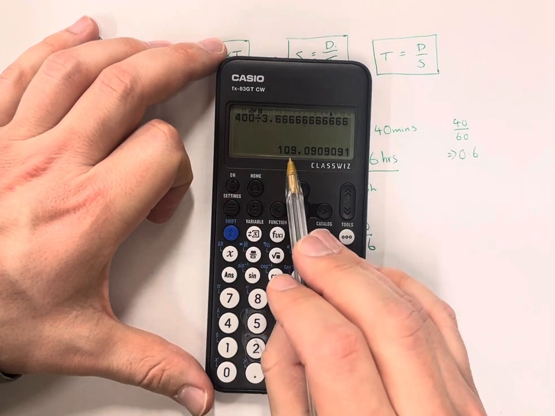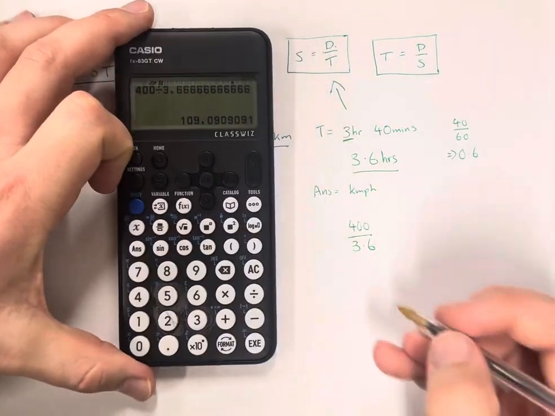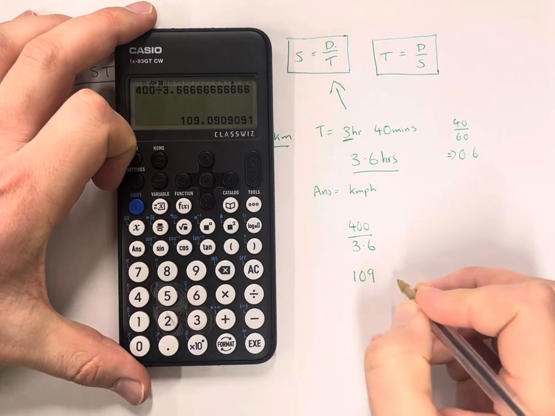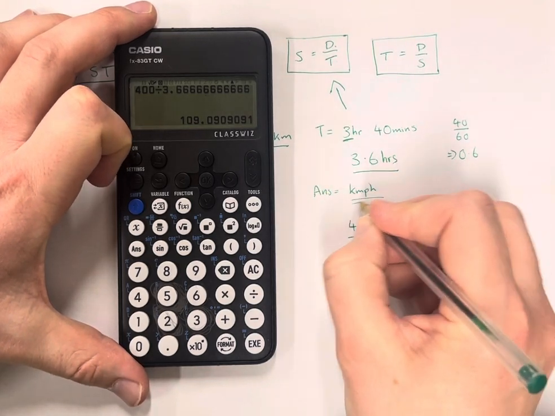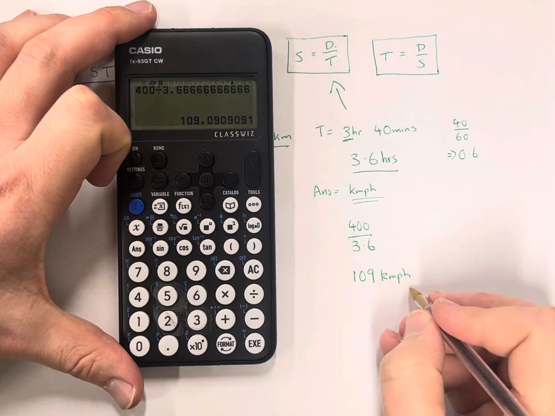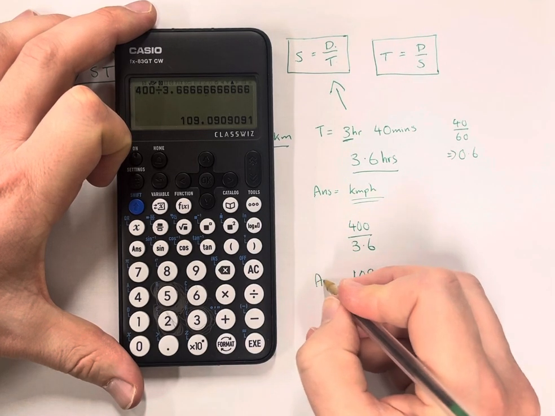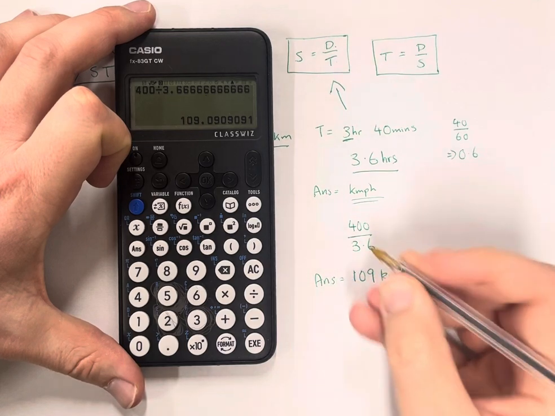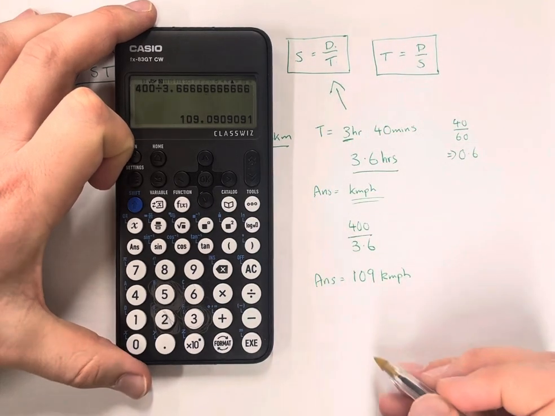So it's 109, okay? So 109. And like I said, the answer was going to be in kilometers per hour. So the car was traveling 109 kilometers per hour. That is the speed it was doing.